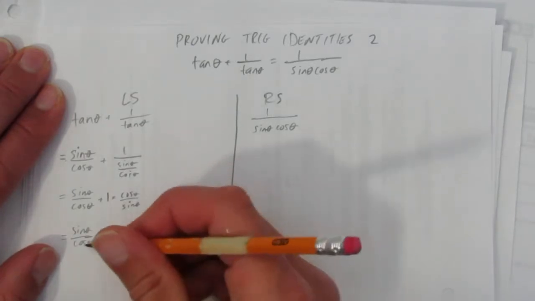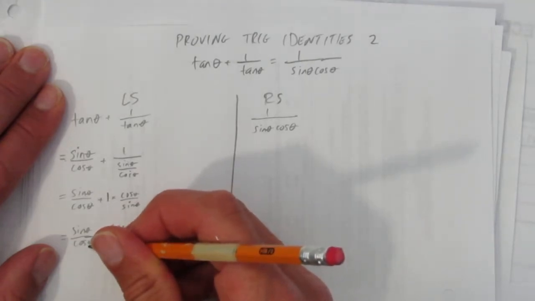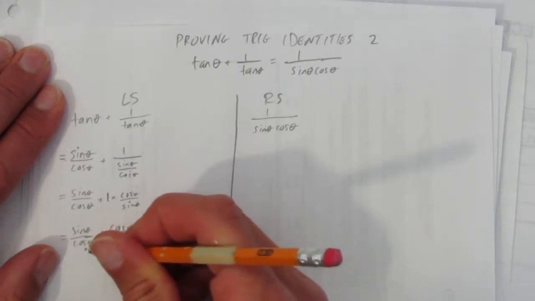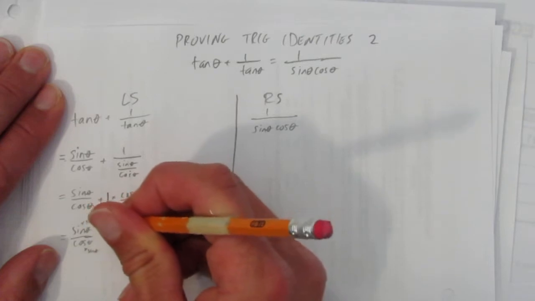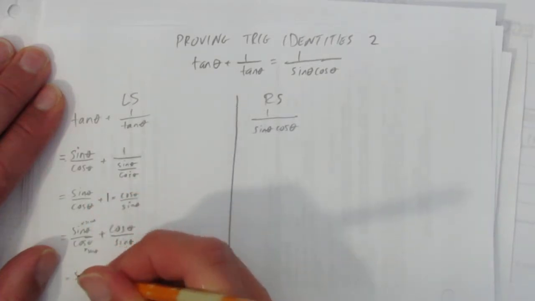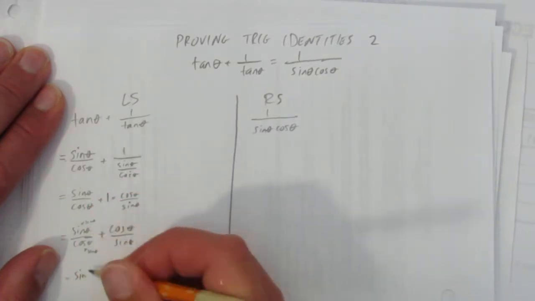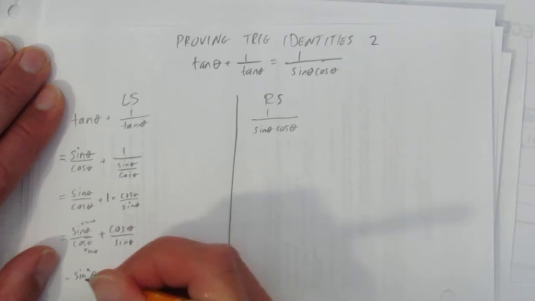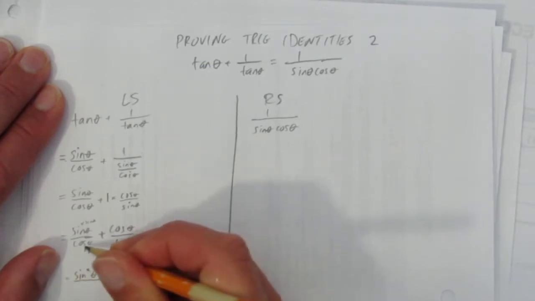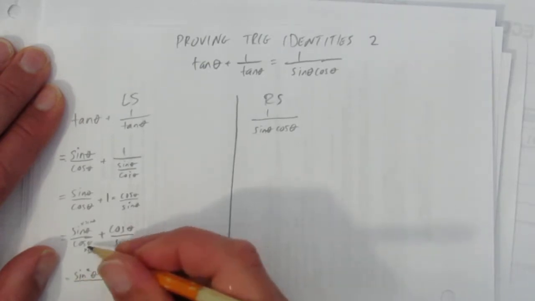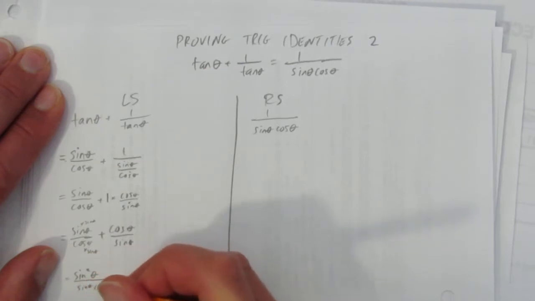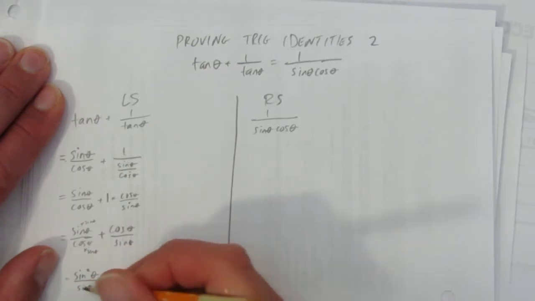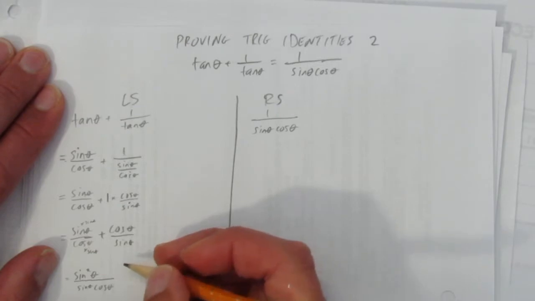Which means this first fraction, which only has a cos on the bottom, needs to get multiplied by sine over sine. So you're going to get on top sine times sine, which is sine squared. And on the bottom, cos times sine, that's sine theta cos theta. Cos times sine is cosine sine or sine cos, doesn't matter.